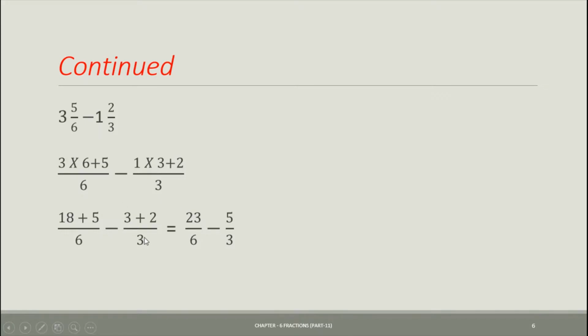Now scholars, what we will do? We will add. Okay, so 18 plus 3 is 23. Yes, so 23 by 6 minus 3 plus 2 is 5. Yes, so minus 5 by 3. So scholars, here we have converted mixed fraction to improper fraction. Okay, now scholars, what we have to do?